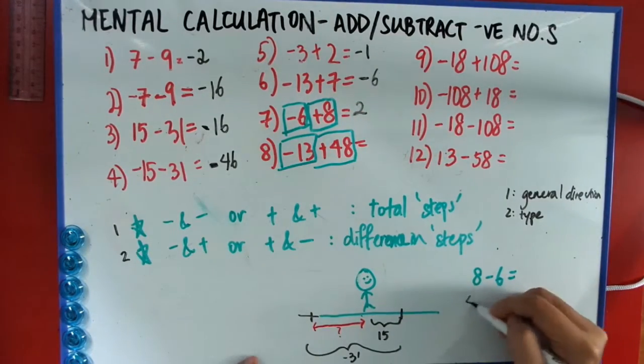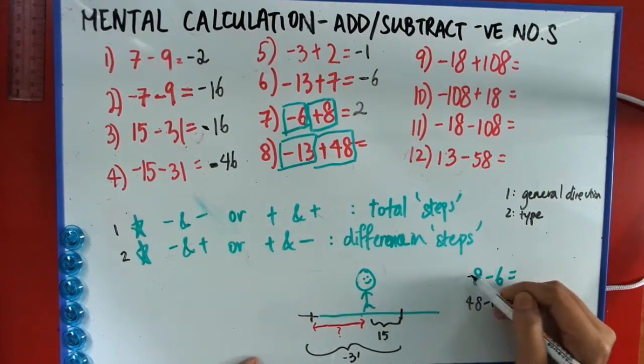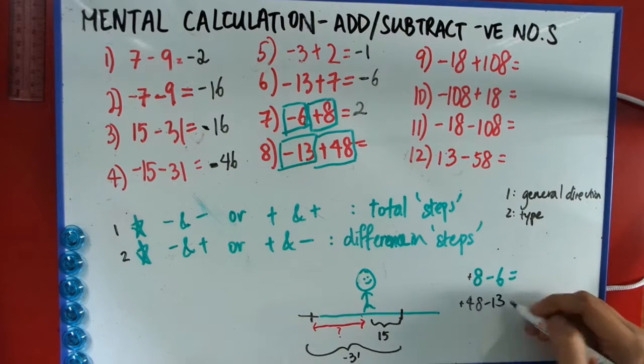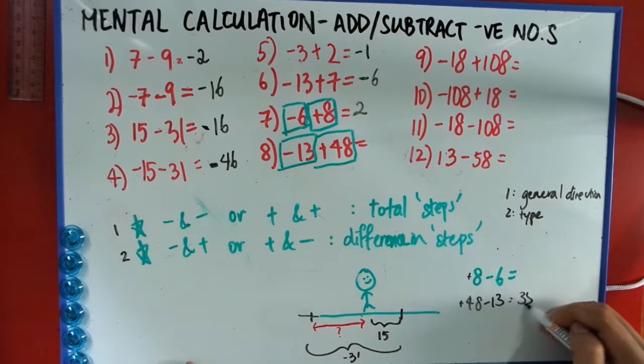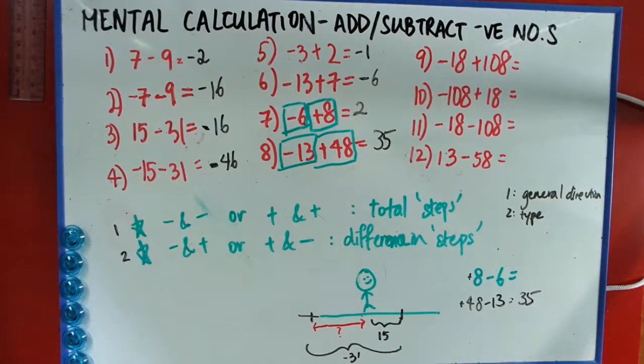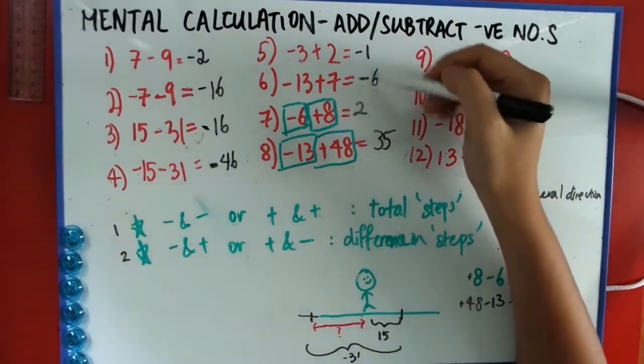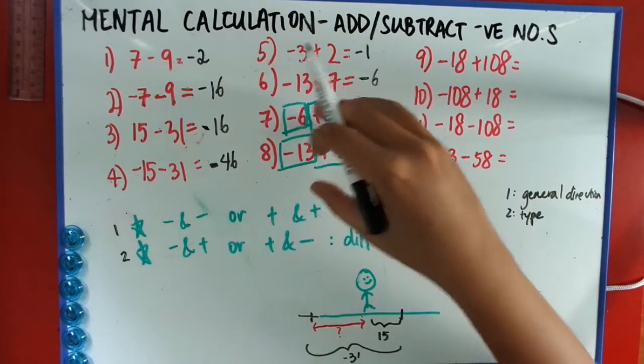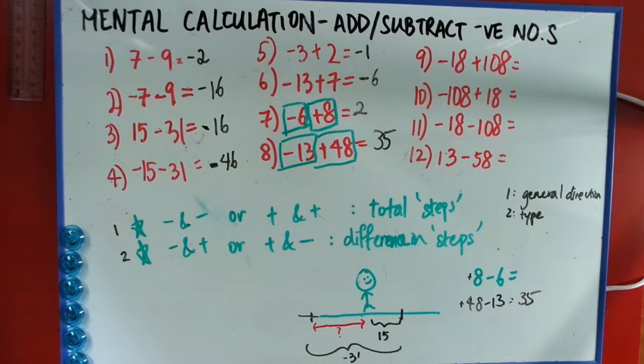Same with question 8. 48 minus 13. Of course, there's a plus, but you can ignore the plus. It doesn't matter, right? It is easy. It's 35. Okay? But now, you might think, how come I did 5 and 6 a certain way and I did 7 and 8 in a different way? So when do you know what you should do? You choose the easiest way to do it.